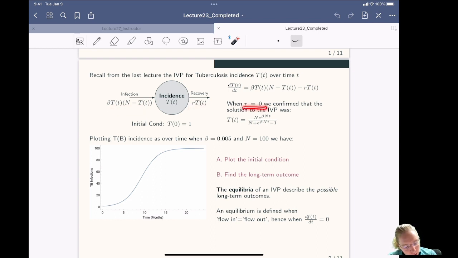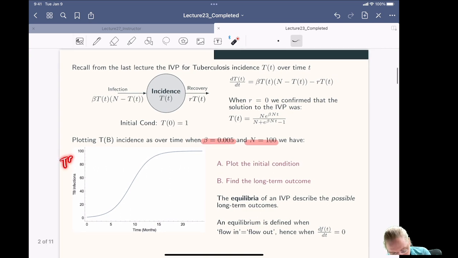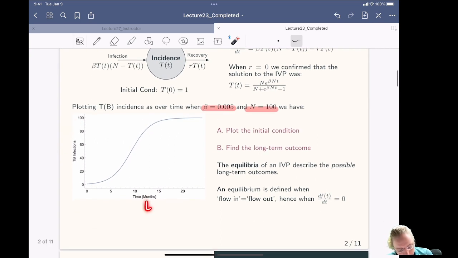In particular, we showed when r is equal to 0 that this is a solution to the differential equation. If I plug in beta equals 0.005 and N is equal to 100, we have these dynamics of tuberculosis incidence. So over here I have T(t), and down here I have time. So where is our initial condition on this plot? This is the initial condition on the plot. All right. So in this lecture, we're not going to be looking at this initial condition.